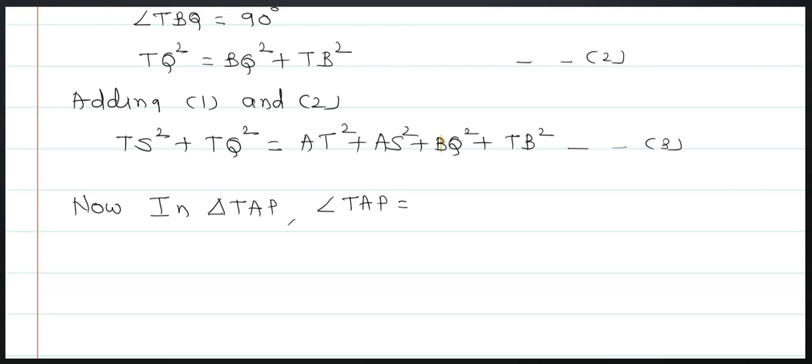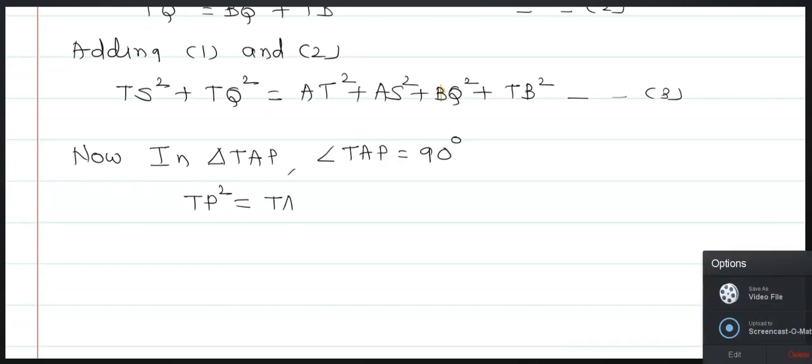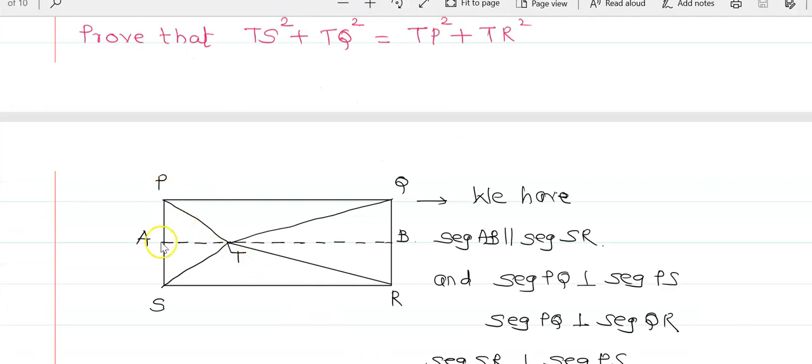Now we'll consider the right hand side. In triangle TAP, now see this figure. Now we'll find out the value of PT square and TR square. For PT square, we'll consider triangle PAT, and for TR square, we'll consider triangle TBR.